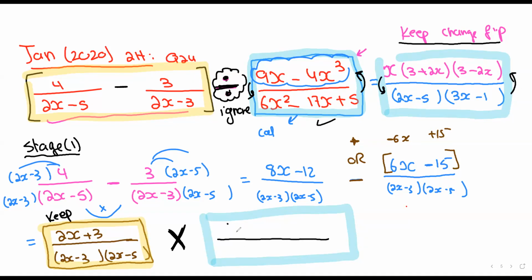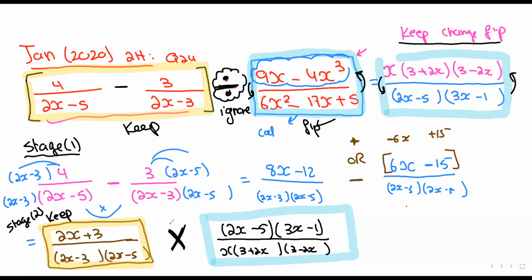يعني ممكن افليب ده, خلاص هيبقى 6x power 2 minus 17x plus 5 وتحت 9x minus 4x power 3, and then I remove it and I put its factorization. Okay, يبقى keep, change وده flip. خلاص بقى هنفاكتورايز up وهنفاكتورايز down. هنشقلب بقى هنا خلاص. فدي هتبقى هنا عندي 2x minus 5 و 3x minus 1 وتحت هتبقى الx و 3 plus 2x وهنا عندي 3 minus 2x. ودلوقتي بقى خلاص so this is stage 2.